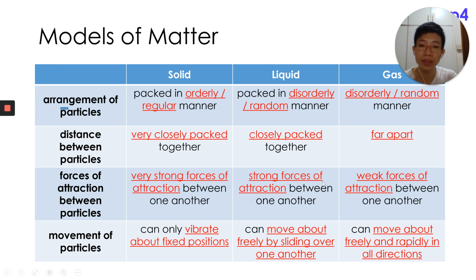So for the movement of particles, for solid, they are basically vibrating about their fixed position. They just vibrate on the spot. And for the liquid, they are basically sliding across one another. While for gas, they move freely in all directions, very rapidly, like lightning. Okay, so I will show you the animation after this video, so you can take a look at how they really move in solid, liquid, and gas.